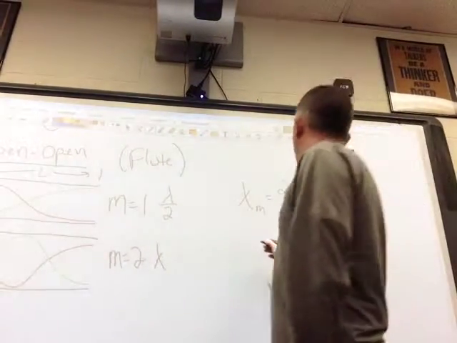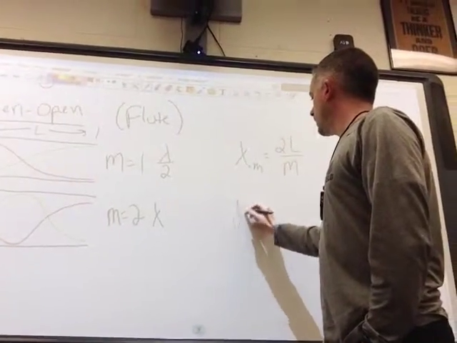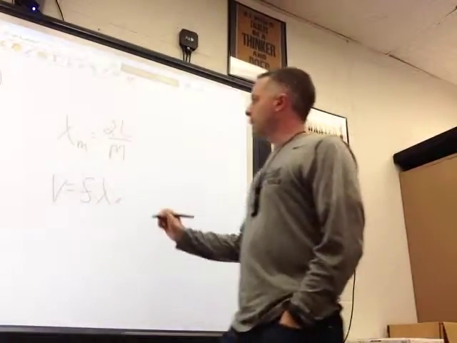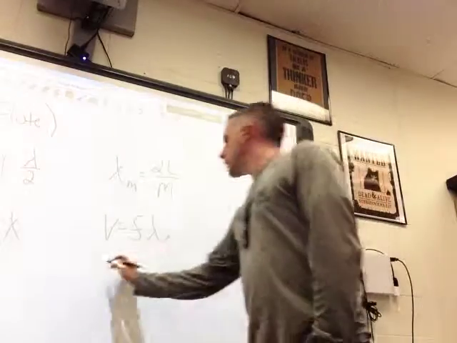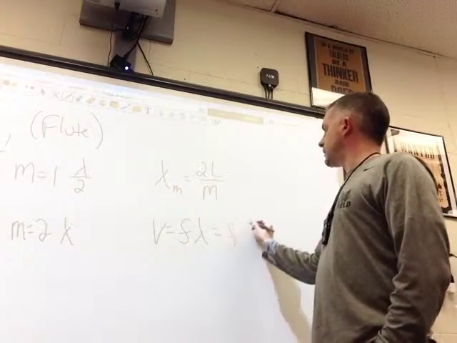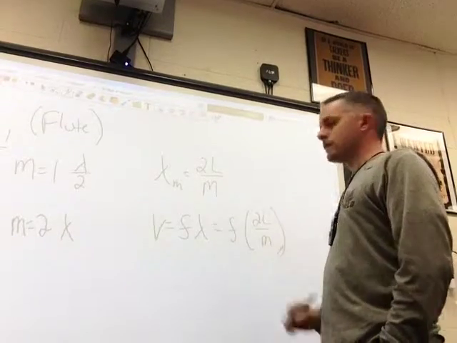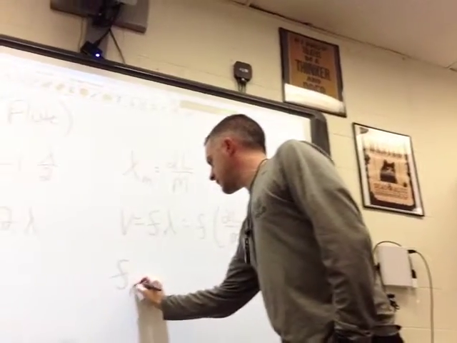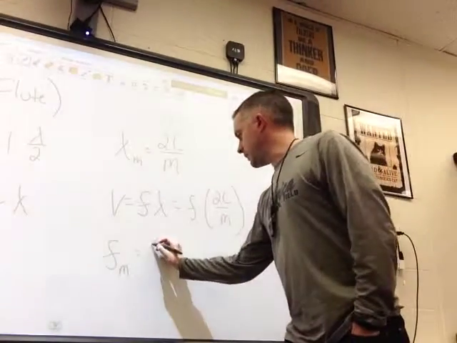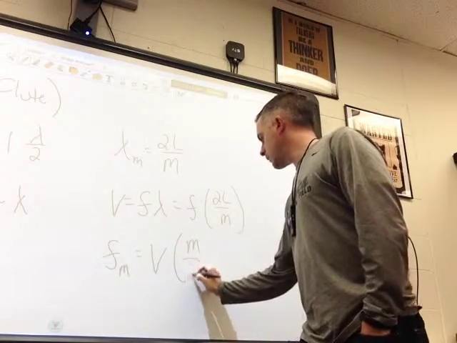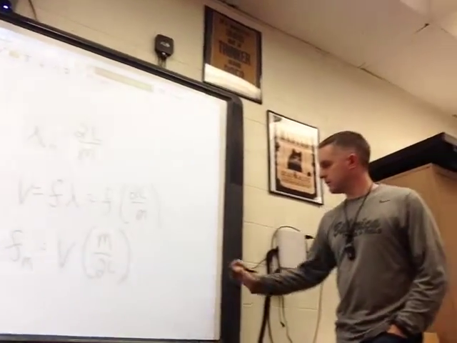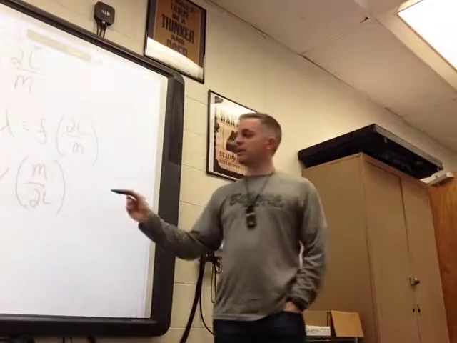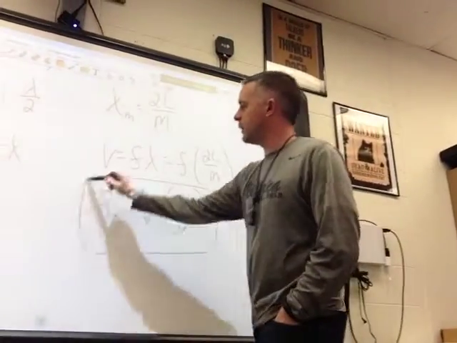Velocity times 2L over m. All right, so we know that v is equal to f lambda, right? Well, we know that lambda is 2L over m, right? So we could say then that v is equal to f times 2L over m. But if we put that in terms of the frequency, then the frequency for any mode is going to be v times m over 2L, correct? Now this is exactly what we know for a wave on a string. We learned this already, where this is exactly the same thing as a wave on a string.